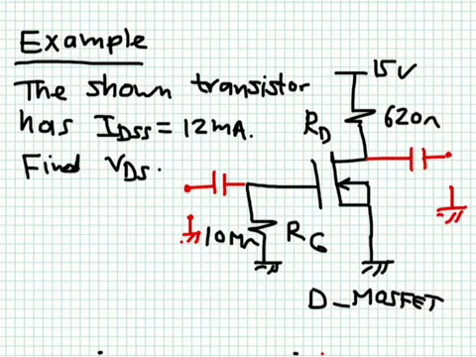For this circuit, we are given that the transistor has IDSS equal to 12 milliampere. We would like to find the drain to source voltage. And here again I'm showing you that the black part is the DC part. This is what we use to determine the operating point.